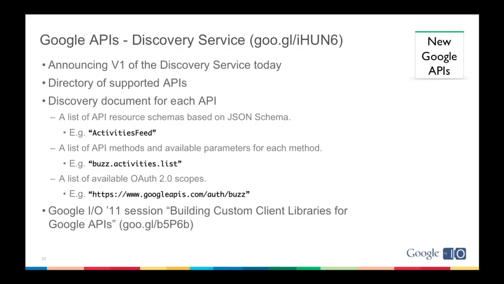So, announcing today, the Discovery service. And the geek in me is really excited about this. This is really cool. We just announced it on a blog yesterday. It's basically a directory of all the APIs on the new Google API infrastructure. And you get a discovery document for every API that tells you what methods are supported by each API, and the schema, the JSON schema of the objects being manipulated by this API.